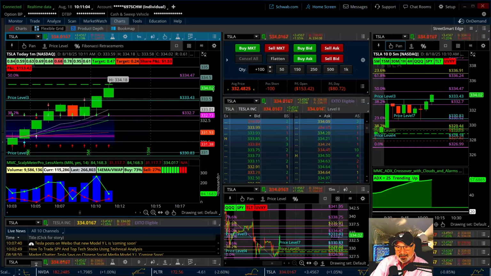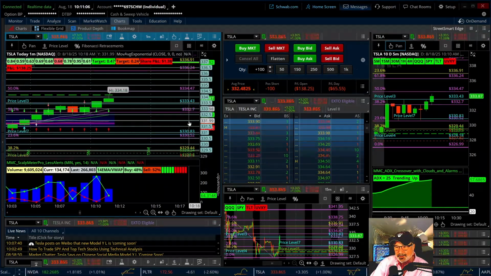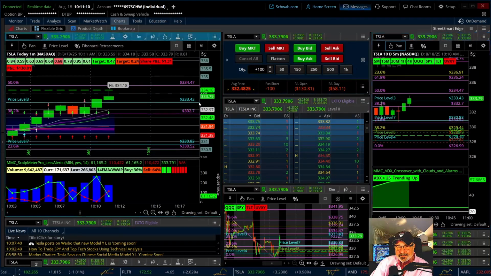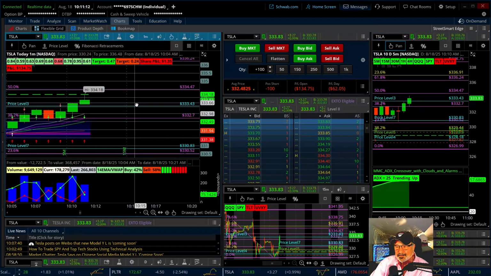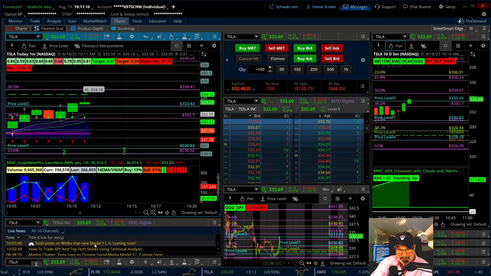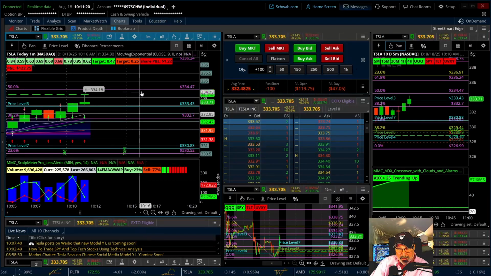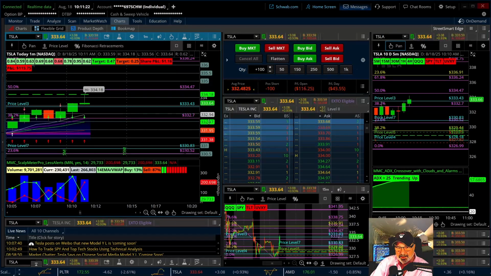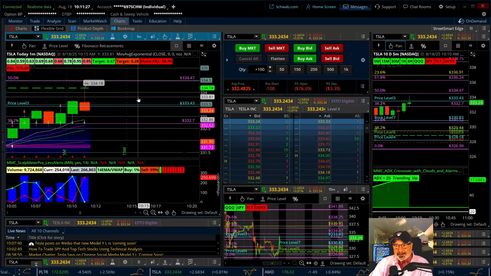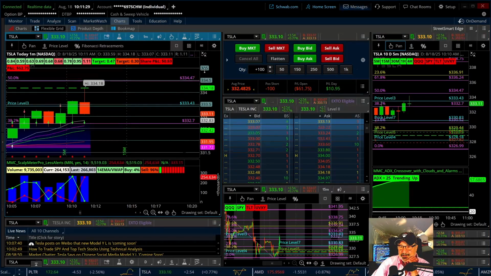How long do I hold this move? Well, Tesla talks about a new model. Is that exciting enough to make it shoot straight up? I would think not, but who knows with Tesla.